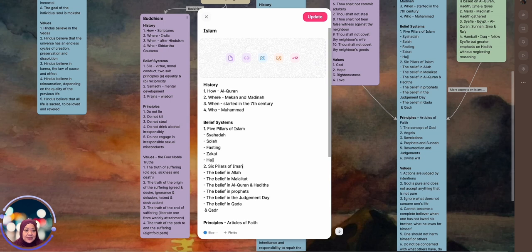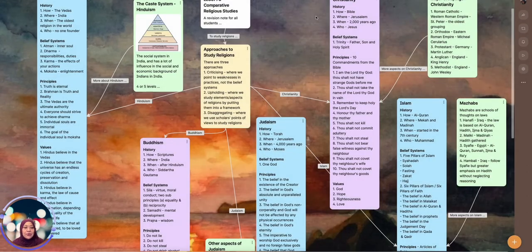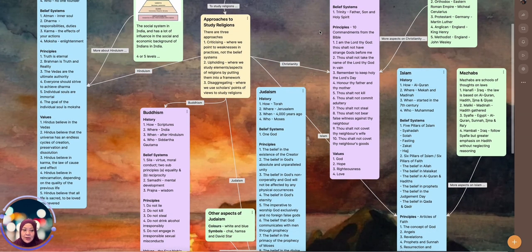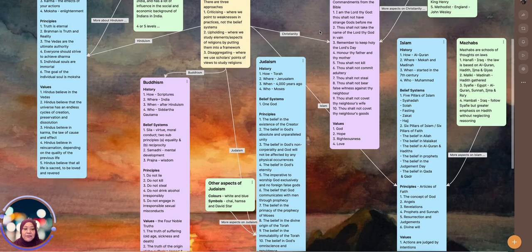So we have here 6 pillars of Iman. Oh, no. We call it 6 pillars of Islam actually. But maybe I can add something like this: 6 pillars, oops, pillars of faith. So, yes, sorry for that. Yeah, it is true. 6 pillars of Islam or 6 pillars of faith.